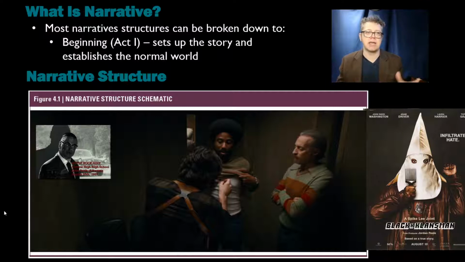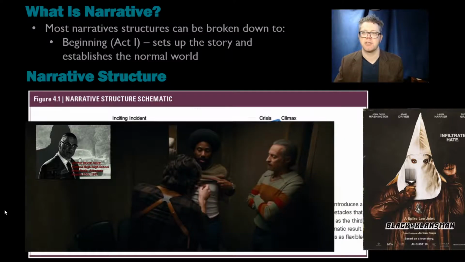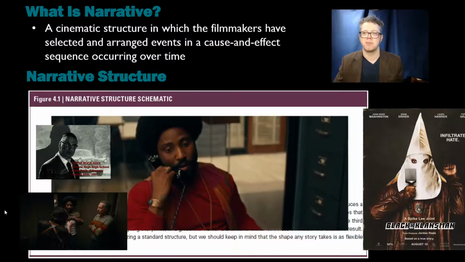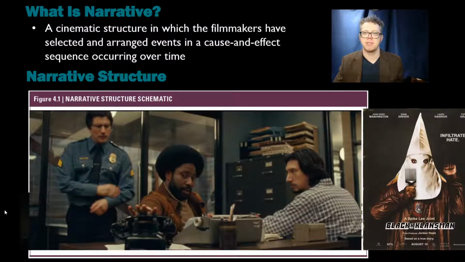But that's the setup, right? We've got this first black cop on a white force, and he's going to go undercover to infiltrate the Klan. But he can't do it directly because, obviously, they're going to have some troubles with him, right? And so he has to get his white compatriot to imitate that. And then we move to the second act.